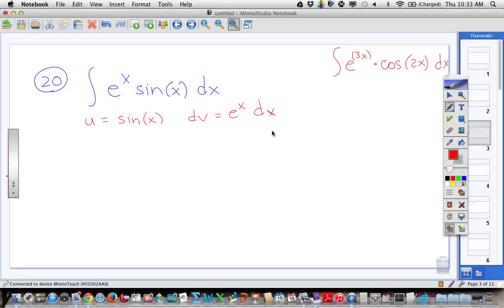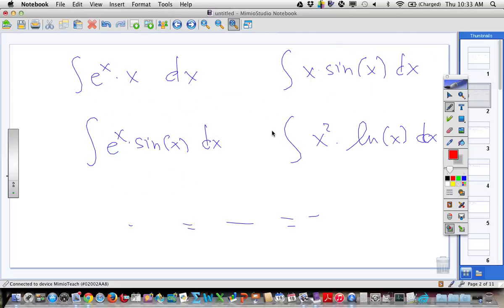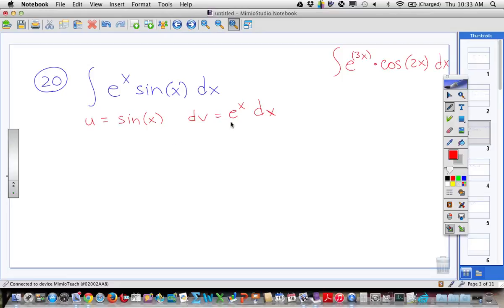So we pick our u by LIATE, the dv is whatever's left. Somebody mentioned this to me yesterday and said they like this because all they have to do is follow the rule. You just follow the formula, which is this right here. So it's going to be u times v. Well, we need v first. What is v? That's just e to the x. We don't have to worry about a plus c. We'll put that on at the end. And over here I need a du. So what's that? Cosine x dx.